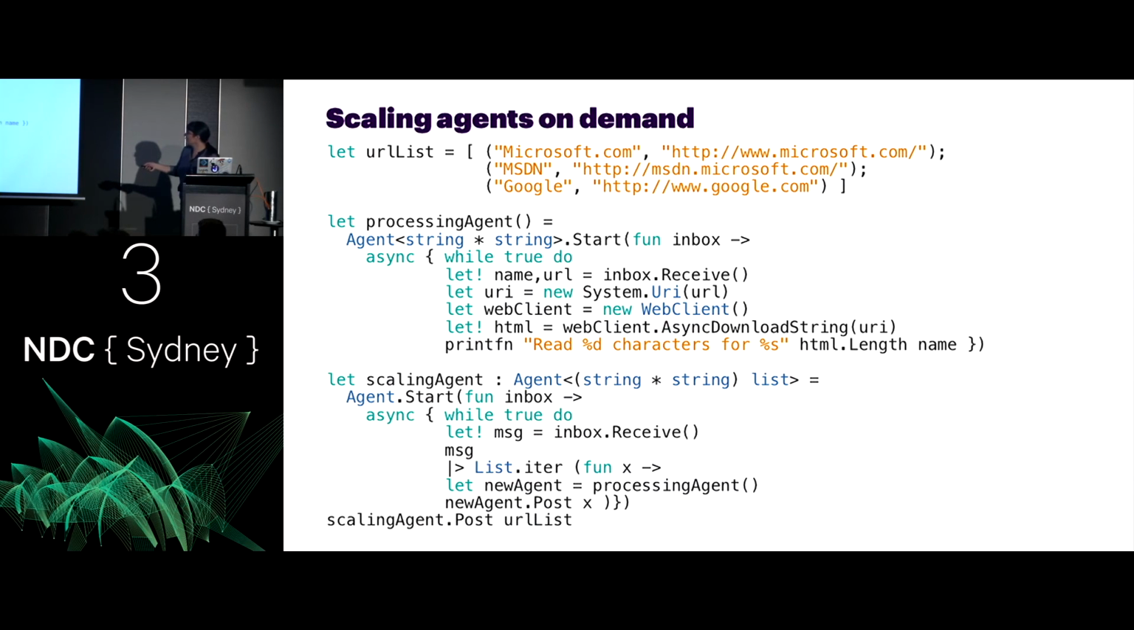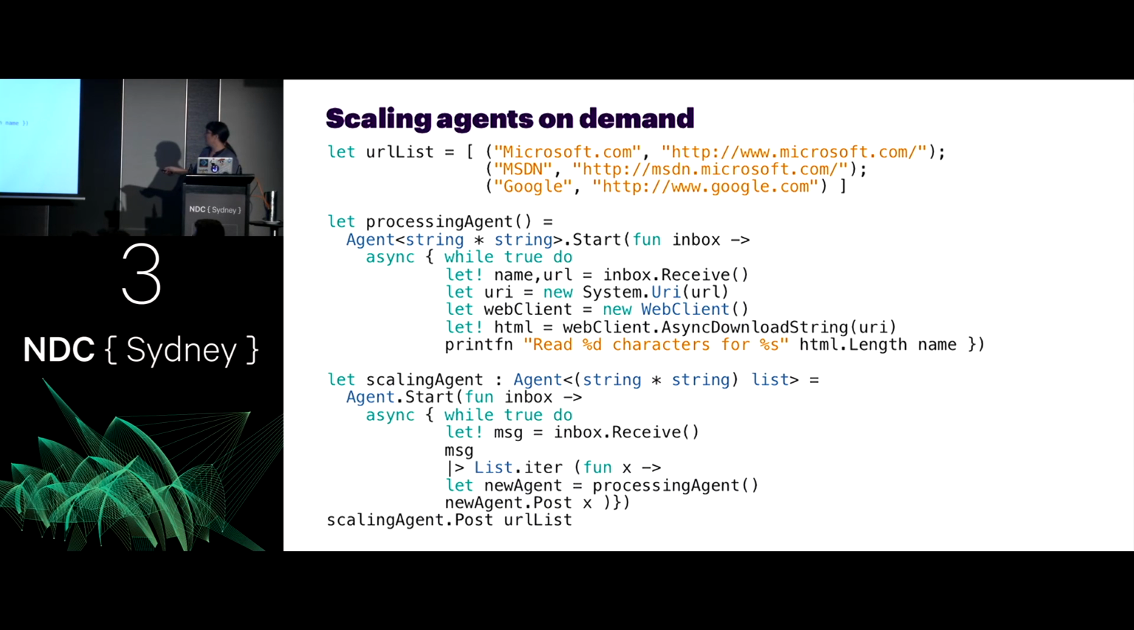So we first have the processing agent. And this takes in a tuple for its message, which is going to be the string for the name and the URL. And for our inbox, we start it right away. And we have our inbox and our async loop. This time we're using a while true. Like I said, it really doesn't matter if you're using recursive or not. So we use our let bang. Here we're decomposing out both the name of the system and the URL. We're doing an inbox receive to get those.